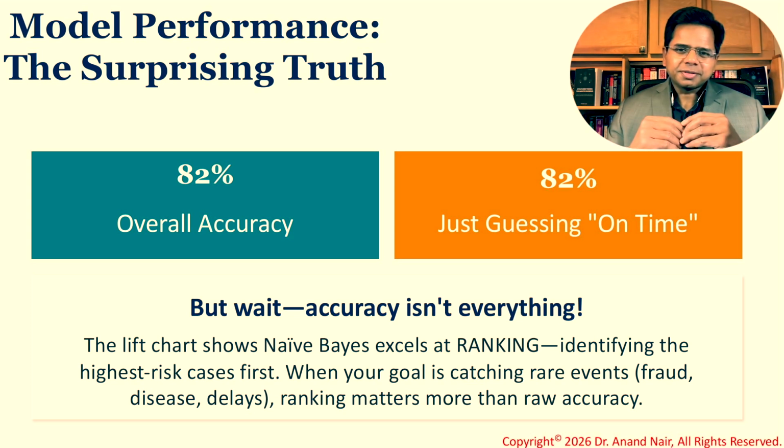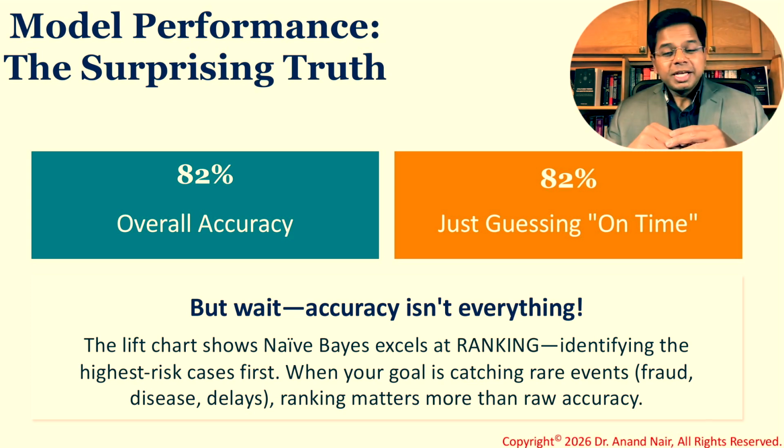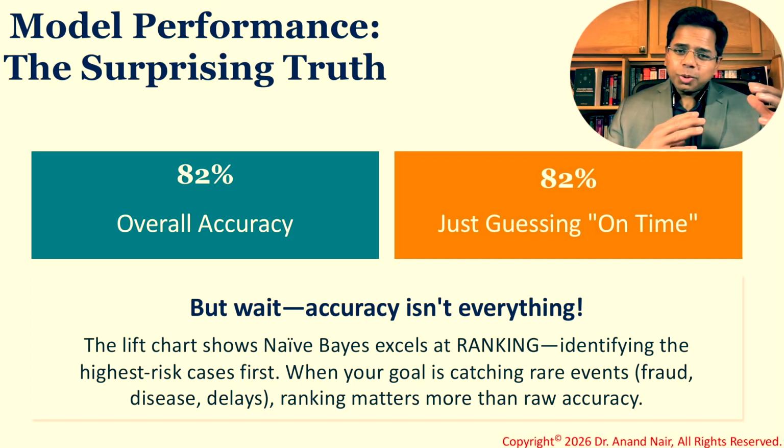Sounds pretty good, right? Well, here's the awkward truth. If you just predicted on time for every single flight, you'd also get 82% accuracy. Because 82% of flights in the dataset were on time, by a simple accuracy measure, the Naïve Bayes model does no better than the naive rule of just guess the majority class for everything. But wait, don't throw out the algorithm yet.